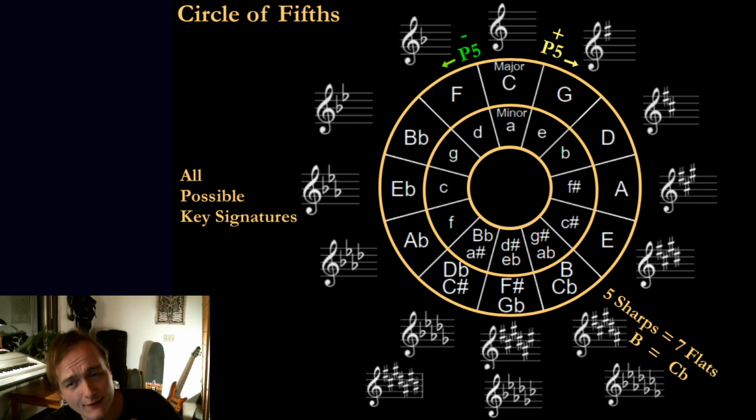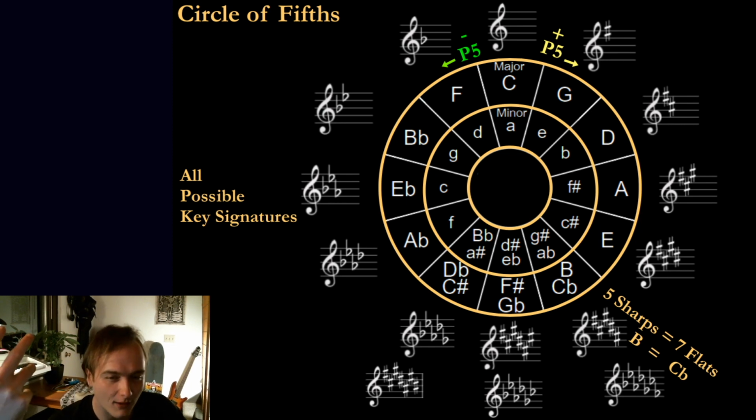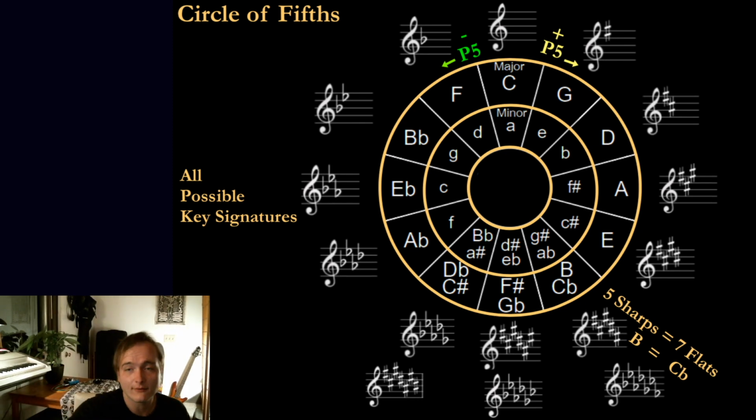So the key with 5 sharps, in other words B major, is the same sound on the piano and everything else as the key with 7 flats, which we would call C flat major. So you might be asking, okay, well, why would I ever write C flat major when I could just write B major? And that's a great question. In fact, that's why this is laid out like it is.